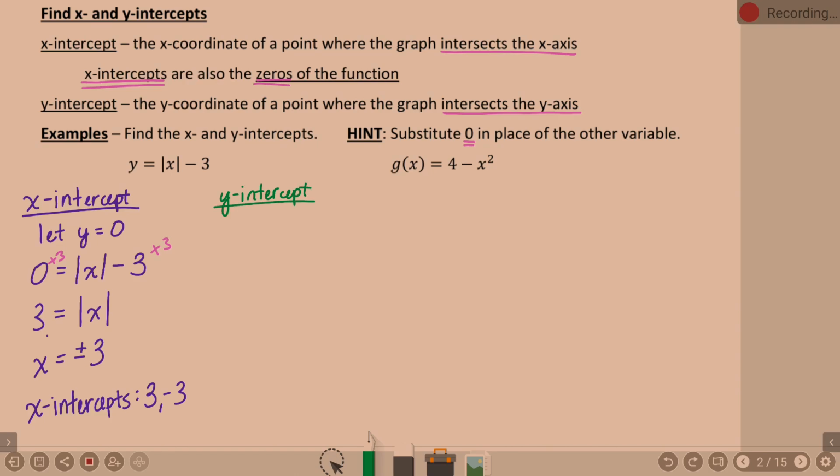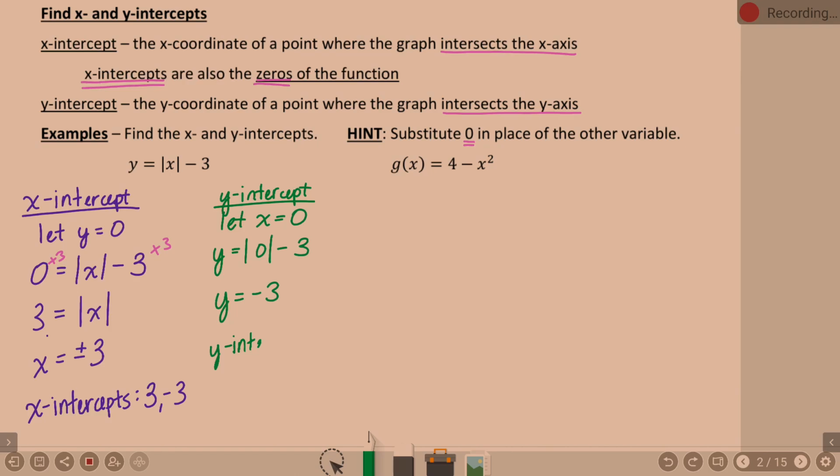y-intercept. Well, if I'm trying to find where we cross the y-axis, what's going to happen when we cross the y-axis? X will be 0. So we're going to let x be 0. So start over, same original equation. You just replace x with 0. So y equals absolute value of 0 minus 3. Well, absolute value of 0 is 0. 0 minus 3 is negative 3. So we have a y-intercept of negative 3.